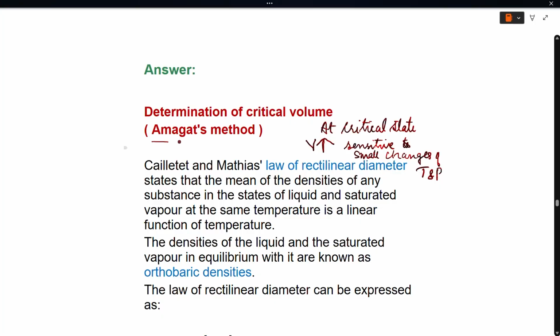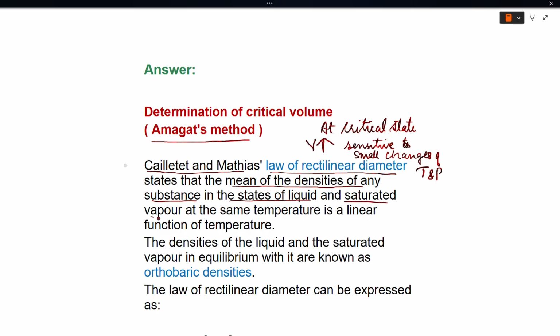To get it accurately, we follow Amagat's method, which is based on the Cailletet and Mathias law of rectilinear diameters. It states that the mean density of any substance in the states of liquid and saturated vapor at the same temperature is a linear function of temperature. These two densities, that of a liquid and of the vapor with which it is in equilibrium, are known as orthobaric densities.